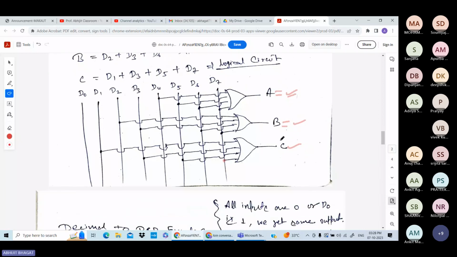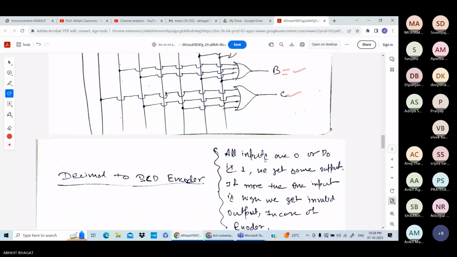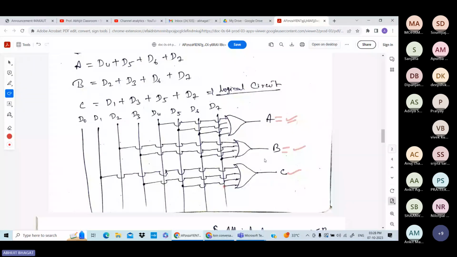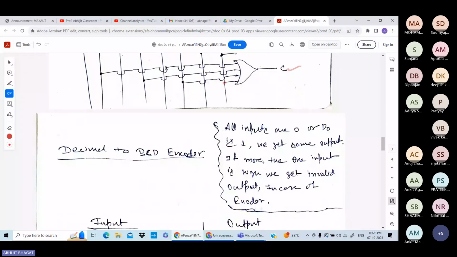So this is the logical expression for the 8 to 3 encoders. Up to this clear? Next topic is decimal to BCD encoder.